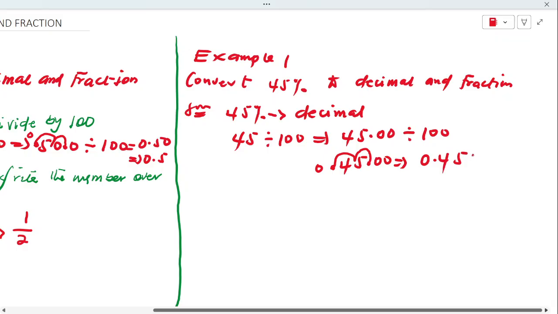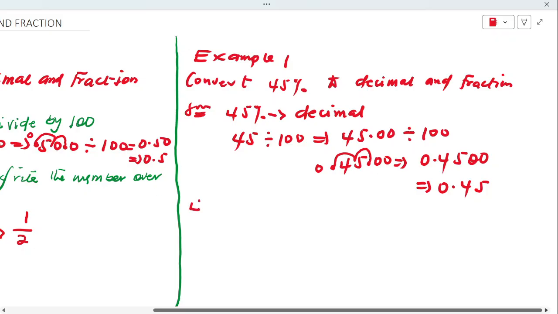0.45. You can add those 2 zeros. It doesn't change anything, which is also the same as 0.45. So now we convert this same percent to fraction.